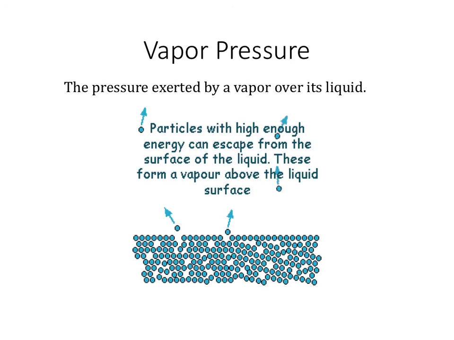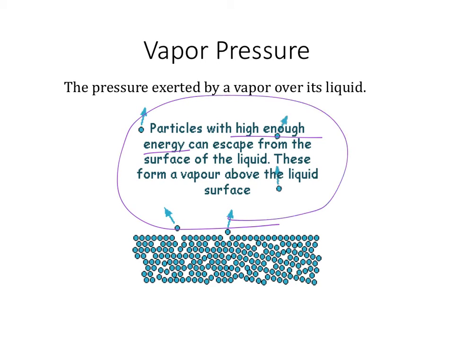The next we have is vapor pressure. That's the pressure exerted by a vapor over its liquid. The more of a liquid that evaporates, the more vapor that's present, which causes a higher vapor pressure. So particles with high enough energy can escape from the surface of the liquid. And so these form a vapor above the liquid surface, and that is your vapor pressure, the pressure of the vapor over its liquid.